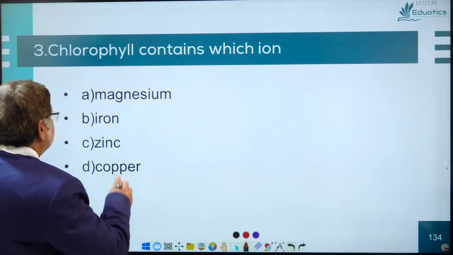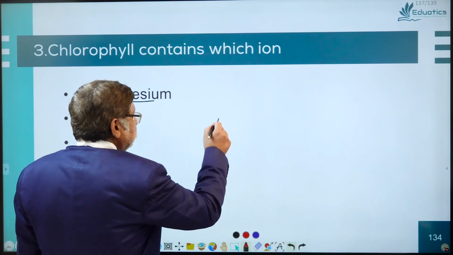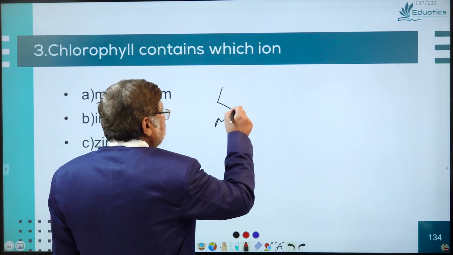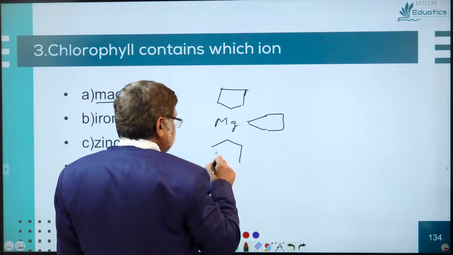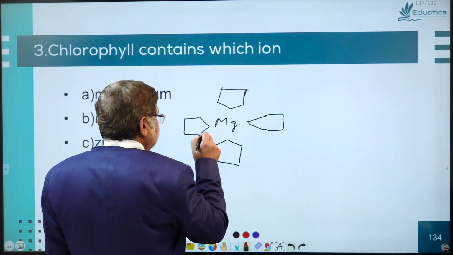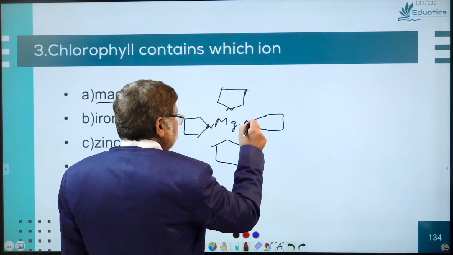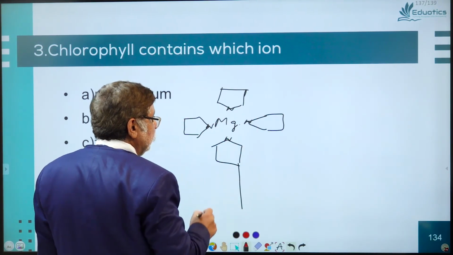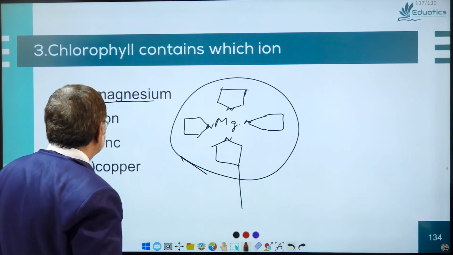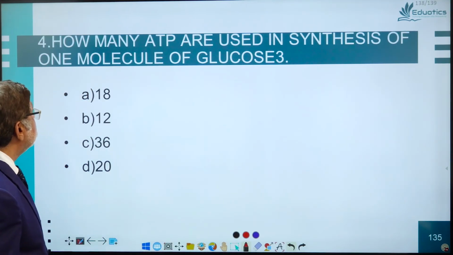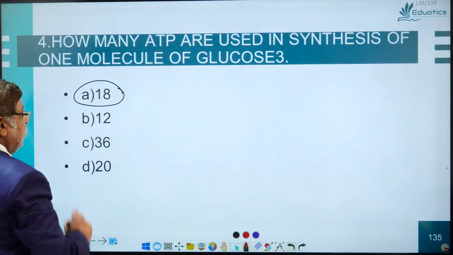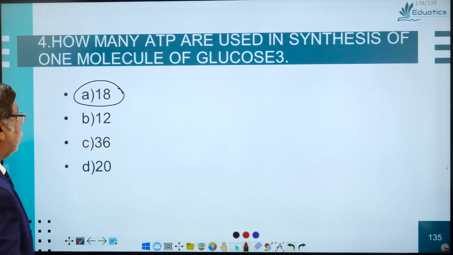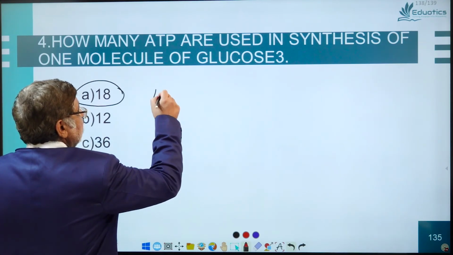Chlorophyll contains which ion? Magnesium. मैंने बोला magnesium is joined by 4 pyrrole rings, ऐसे. फिर एक phytol chain भी होती है, ये chlorophyll है. How many ATP are used in synthesis of one molecule of glucose? 18. मैंने पहले ही बोला. How many NADPH? 12.